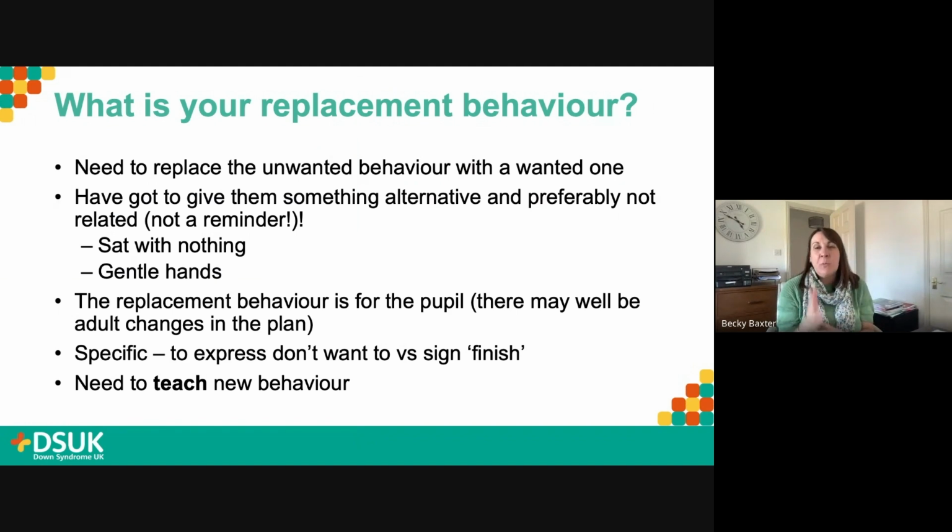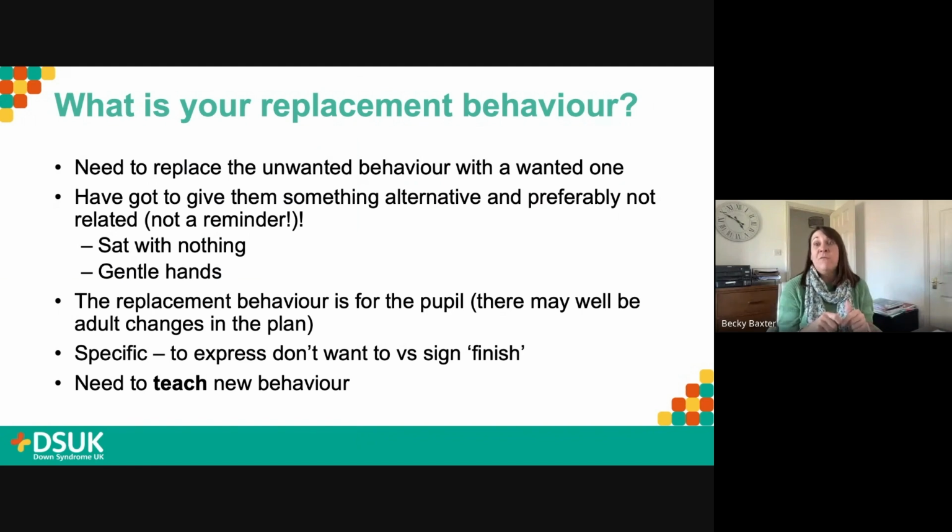Replacement behaviour is for the pupil. So adults may well do something different, but this behaviour is what we want the child to do. It needs to be really specific. So I don't want to see "express they don't want to." How are they going to? Are they going to show a picture? Have they got an action? Have they got a particular word or phrase? That needs to be in there, because if everybody's going to be consistent, we need to know what it is. And then we need to spend some time teaching it.